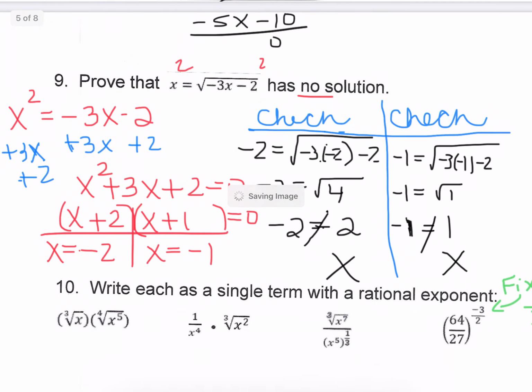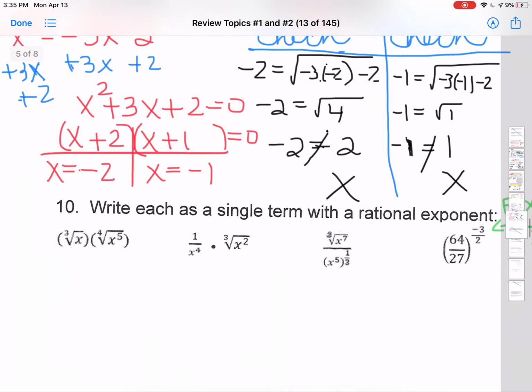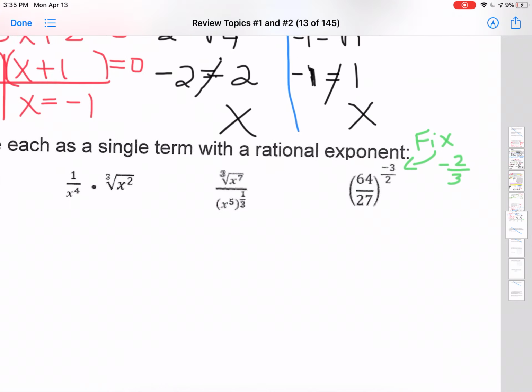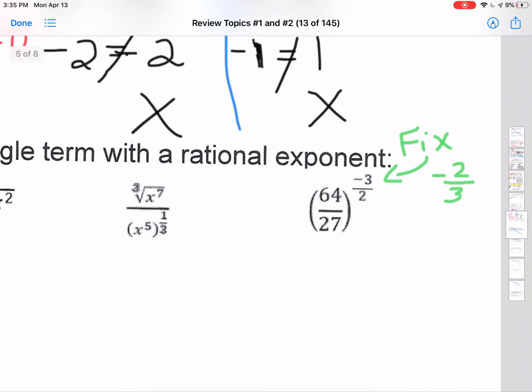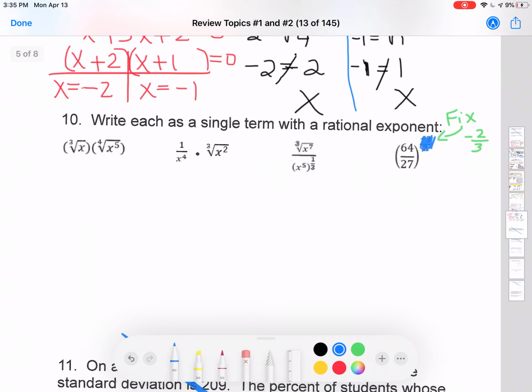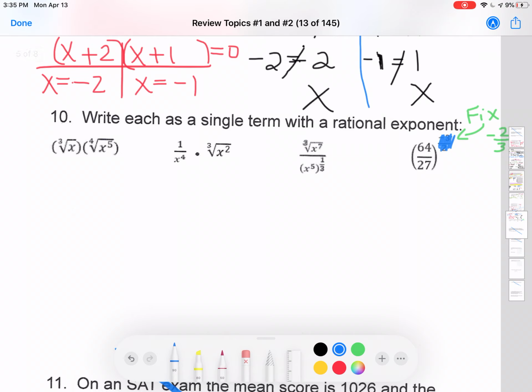All right, number 10. So let's go back to all these guys. Remember these? These are the thumb questions, as I used to call them. I did put a little fix in there, and I put that on your document as well. So that is supposed to be negative 2/3 power. All right, here we go. We're going to write each as a single term with a rational exponent, so a fractional exponent.